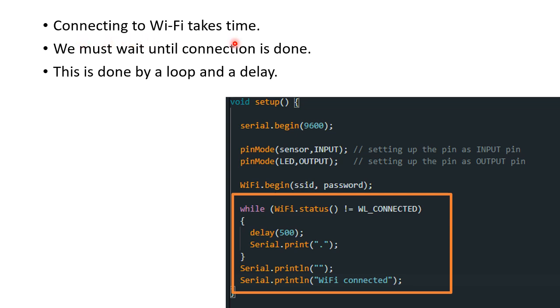As we know, connecting to Wi-Fi takes time, so we must wait before doing anything else. After the WiFi.begin function we have called a while loop with a delay. It will wait until the Wi-Fi is connected. It checks the Wi-Fi status: if it is not connected, it will delay, print a dot, and check again, until it is connected. If your Wi-Fi is not connecting and taking too long, the password or SSID you have provided might be wrong. And when the Wi-Fi is connected, it prints Wi-Fi is connected.